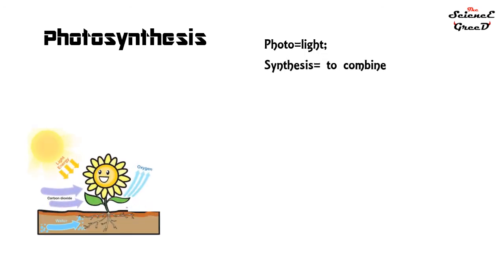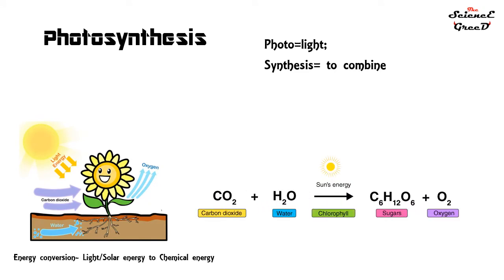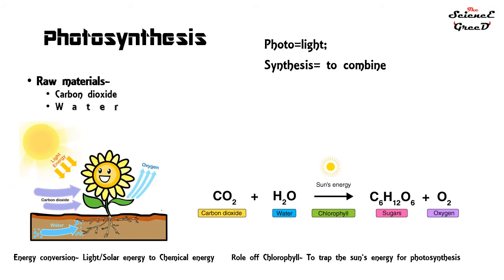What is photosynthesis? Photo means light and synthesis means to combine. Photosynthesis is a process used by plants and other organisms to convert light energy into chemical energy that can later be released to fuel the organism's activities. For this process, plants need raw materials such as carbon dioxide and water. Chlorophyll's role is to trap the sun's energy for photosynthesis.